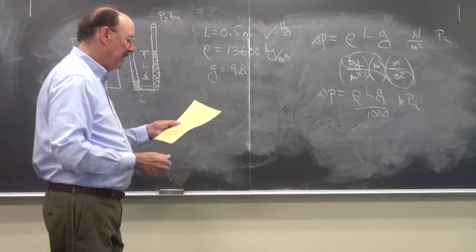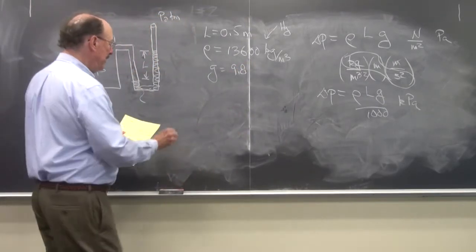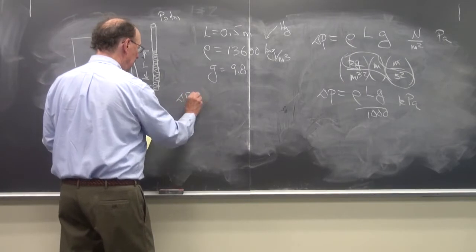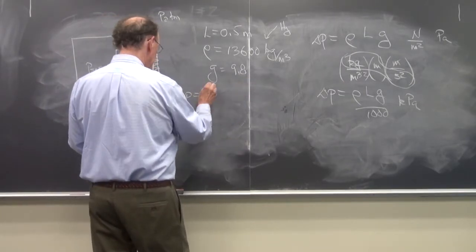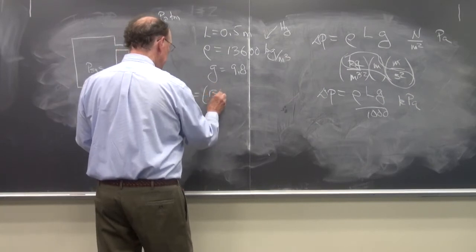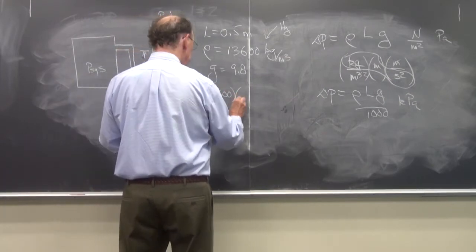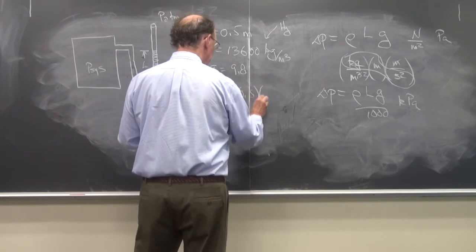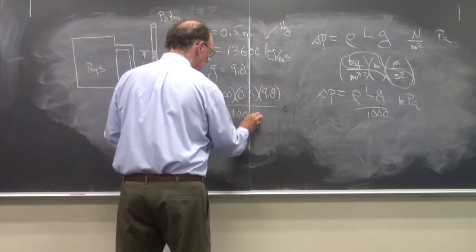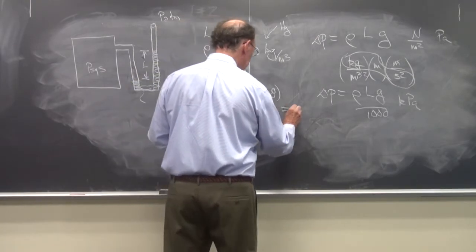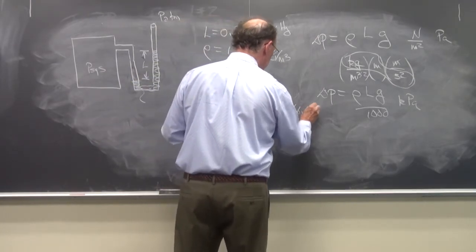And so I can calculate delta P. Delta P is rho LG, which we just saw. So I have 13,600 times 0.5 times 9.8 divided by 1,000. And this is going to be equal to 66.6 kPa.